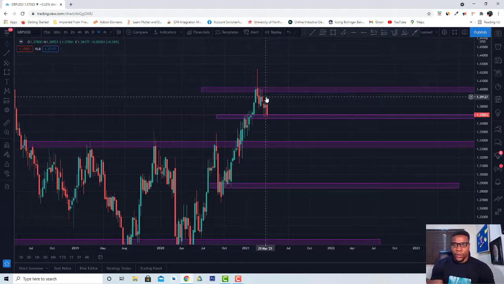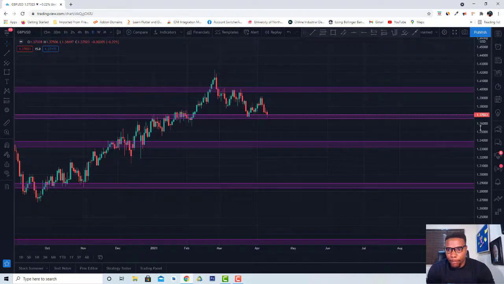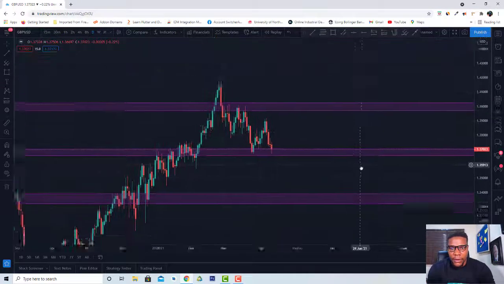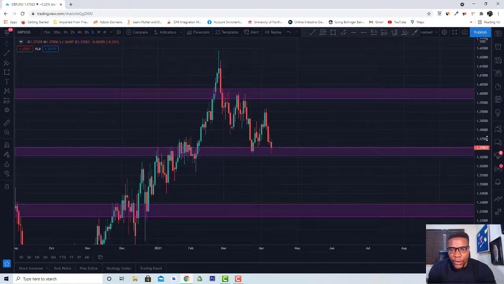All right, so let's take a look at the daily. On the daily, we want to mark out some further zones for ourselves. So we go down to the daily right here. See what we have on the daily. You can see some other zones have exposed themselves. This is a good resistance zone as well, because you have these two candles rejecting right there.